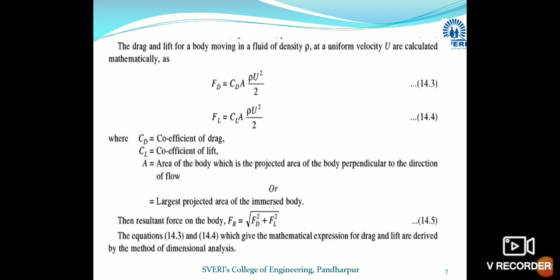So the only change in the formula is that the drag coefficient CD is included in the FD formula, and the lift coefficient CL is included in the FL formula. The resultant force FR, or F, is equal to the square root of the resultant due to drag force and lift force. Therefore, FR is equal to the square root of FD square plus FL square. So equations 14.3, 14.4, 14.5 are used to calculate the drag and lift forces, or the total force exerted by the fluid on a moving object.